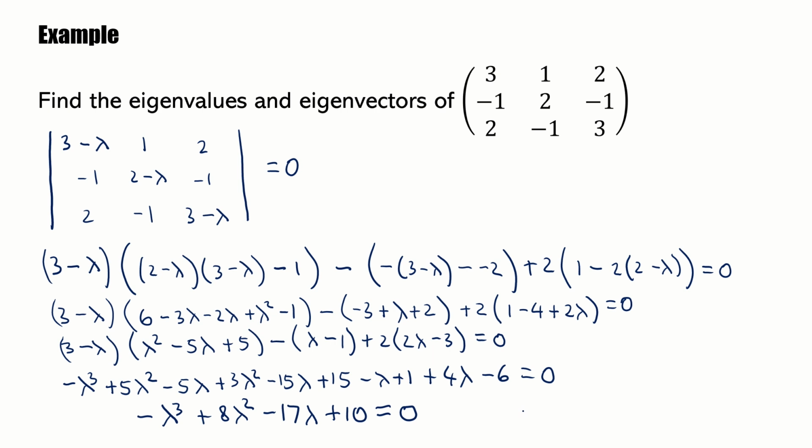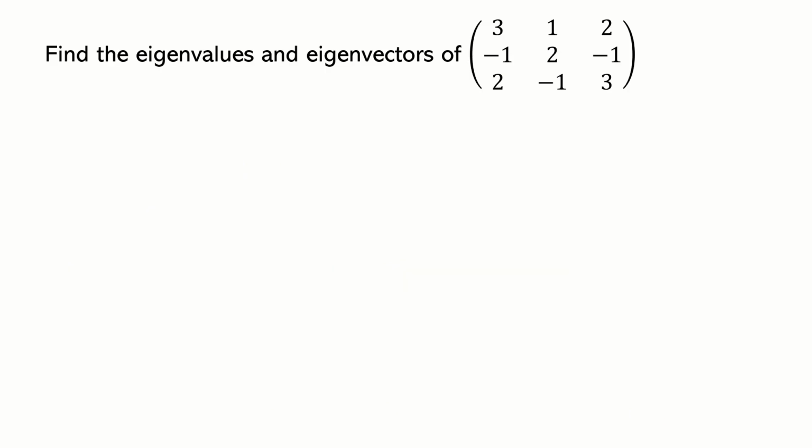So I'm just going to use the calculator to solve this cubic for me, and if you do that, you will just get the three eigenvalues of 1, 2, and 5. Hooray! We found the eigenvalues. But how are we going to calculate the eigenvectors?